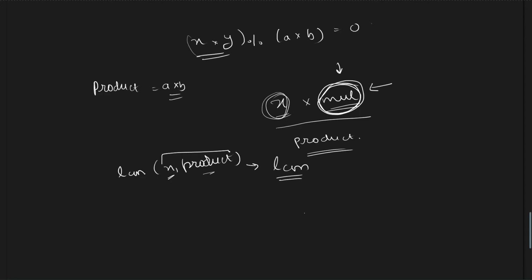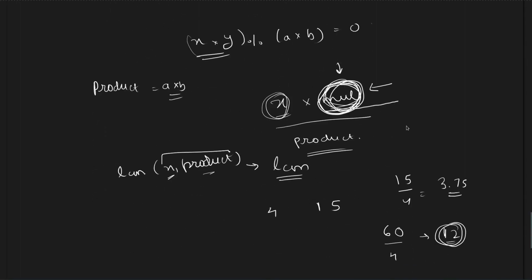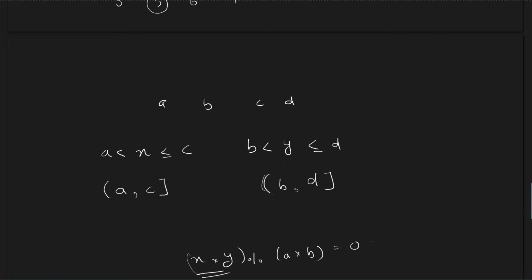For example, if I take the product to be 15 and the value of x to be 4, and I divide 15 by 4 to find the value of multiple, it would give me 3.75. So this is not a good value. But if I find the value 60, which is the LCM of both of those values, and divide it by 4, it would give me 15. So it is an integer value. So I have to find an integer value of this multiple, and I need to check whether this multiple is present in the range b to d.